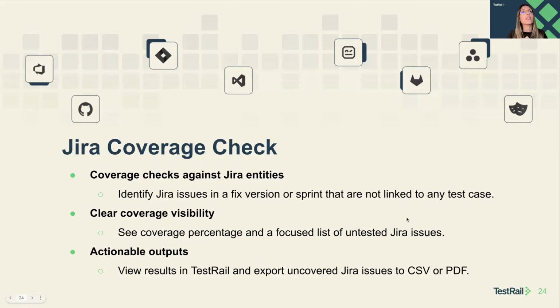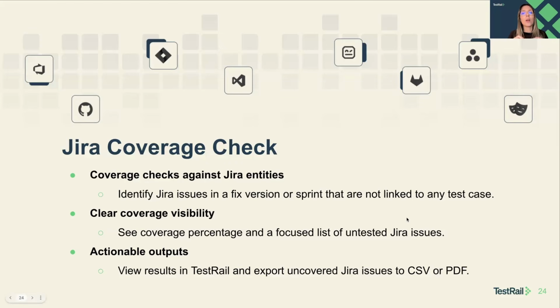Now, at this point, we have covered the past, we have talked about the present, and as a sneak peek, we also brought a little bit of the future. We will share a quick look at what is coming next for Jira, which is Jira Coverage Check. Now, the goal with this upcoming feature is to answer one very simple yet highly important question. To answer in real time, for a given Jira scope, like a fixed version or a sprint, which Jira issues are not linked to any test case.